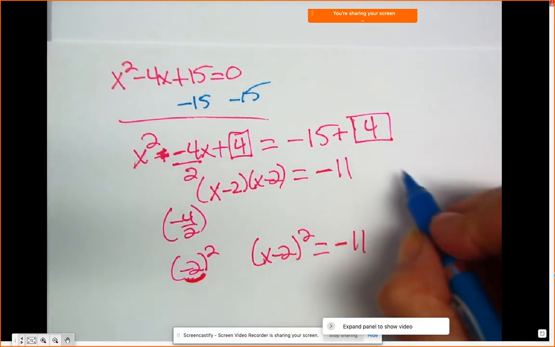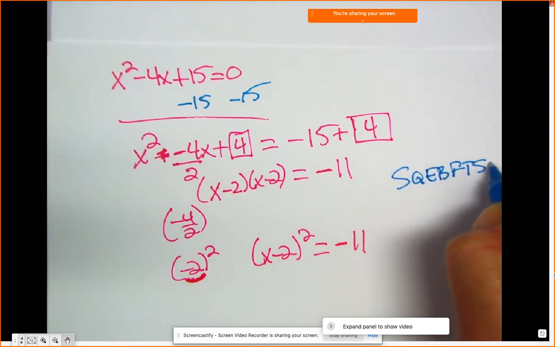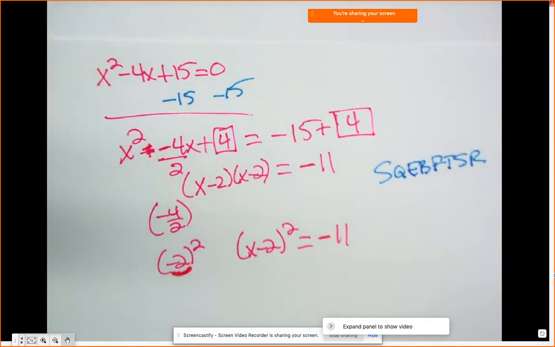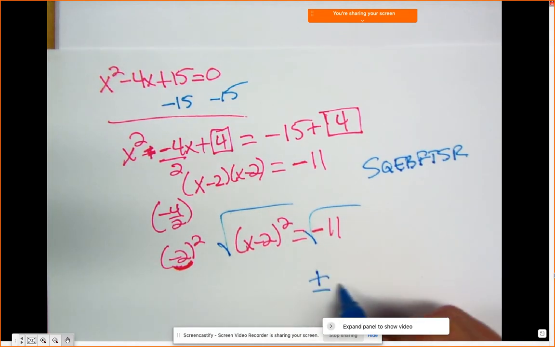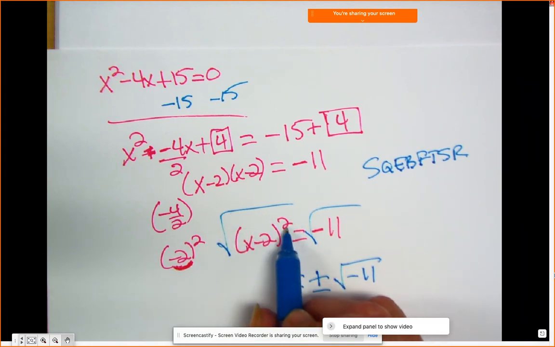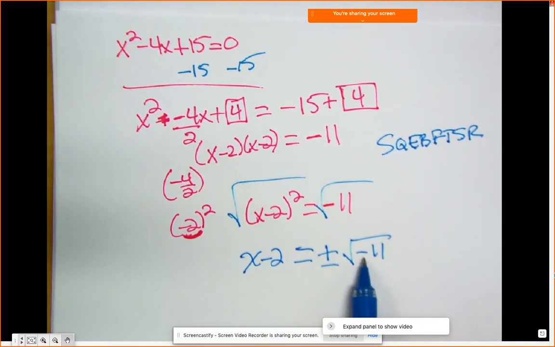And remember the Webfutzer? Solving quadratic equations by finding the square root. Webfutzer. You square root both sides. Remember, you're adults now, so you know it's plus or minus. Okay. Here, the square root of something squared, the square root wipes out that square, and you just get x minus 2. Okay, over here, anything I can do? Or better yet, let me just go ahead and add the 2 to both sides. X is equal to 2 plus or minus square root negative 11.